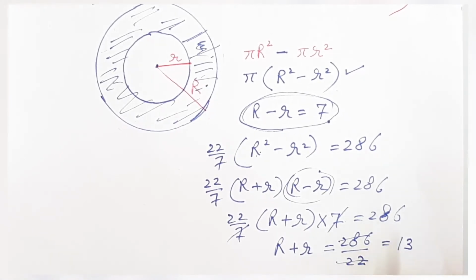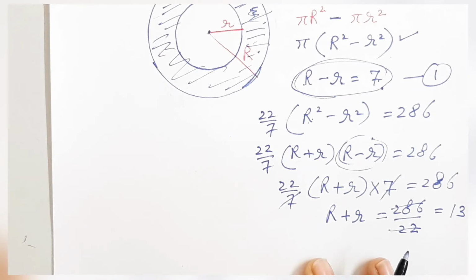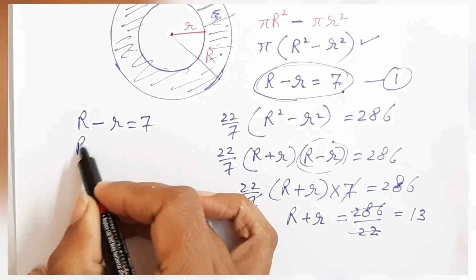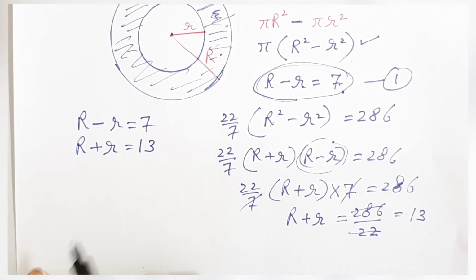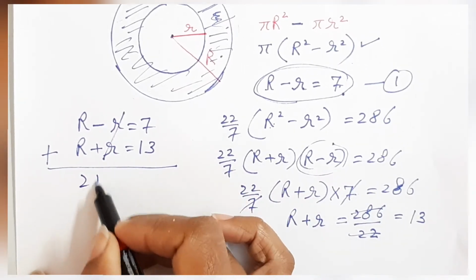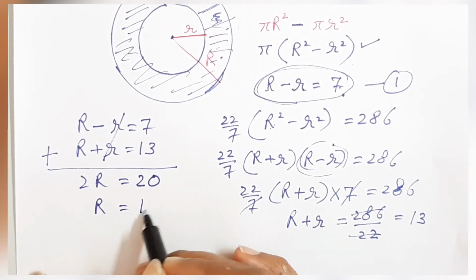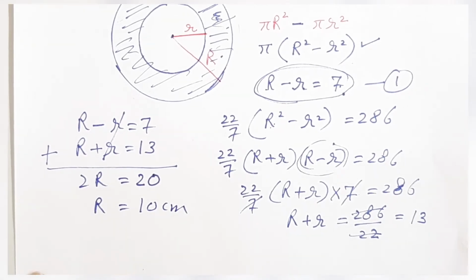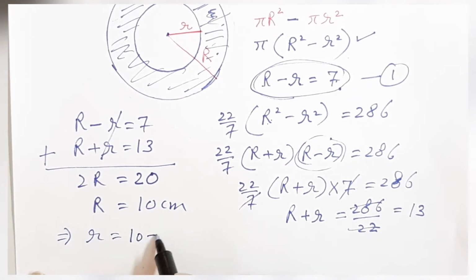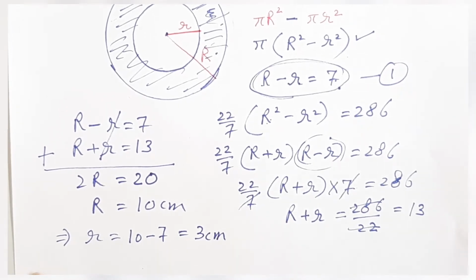Now students, we have two equations. First one is R minus r is 7. Let us write here. So it is R minus r is 7 and the second equation is R plus r is 13. Now let us solve this. If you add the two, r and r will get cancelled. So 2R is how much? Yes, 20. So capital R is 10 centimeter. This implies small r is 10 minus 7, that is 3 centimeter. I hope it is clear to everyone now.